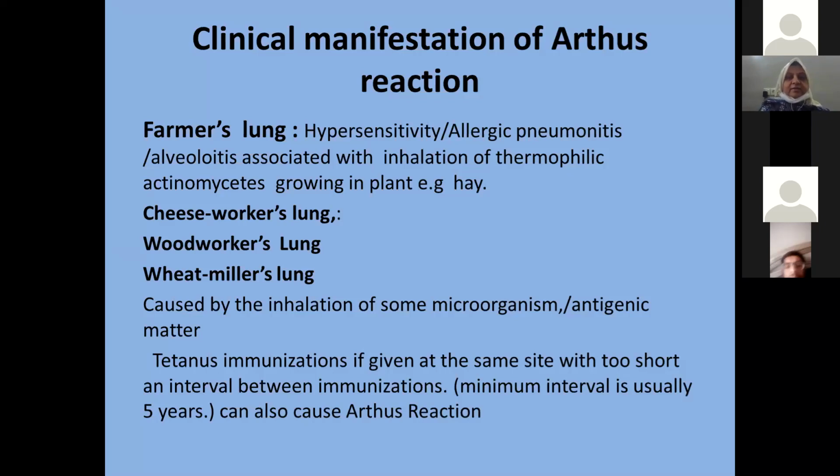Why it happens is that if a person, during farming, inhales certain small bacteria that grow in plants, or in cheese workers' lung, because you know that cheese is produced through the action of certain fungi. So those fungal antigens, or in woods, when a person works in wood, there are certain bacteria on the wood also, and in wheat miller's lung, on the husk of the wheat there are certain antigens. Even the husk can act as an antigen.